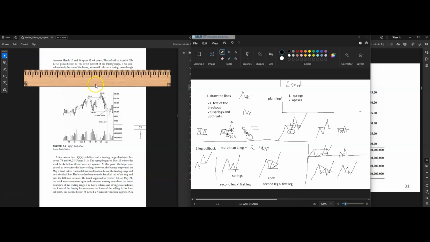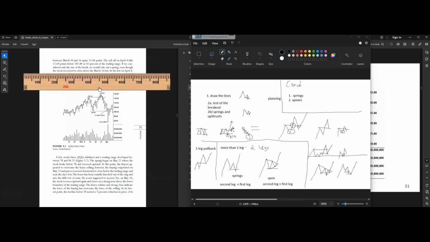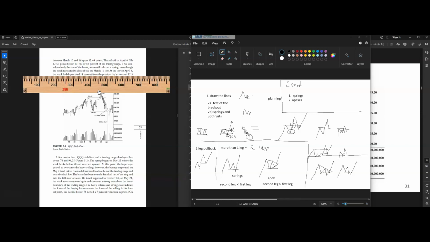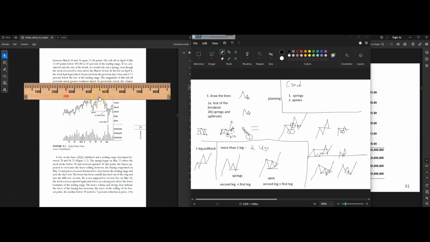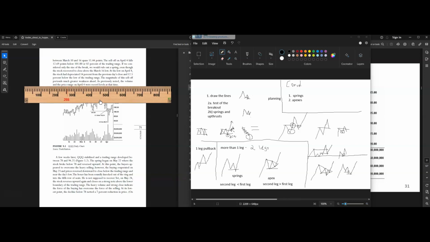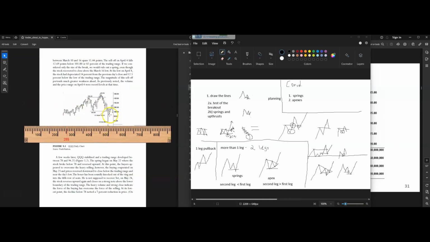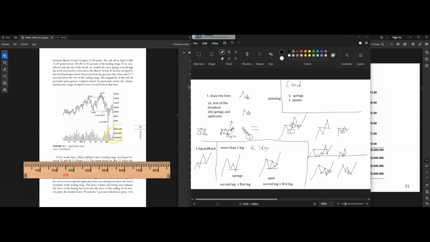If we consider only the size of the break, we would rule out a spring, even though the stock recovered and closed above the low, the support. At the low, the stock had depreciated 14%. The magnitude of sell-off, much greater weakness. Basically, it's not a spring. Why? Too big, too much volume, too messed up. Don't buy. Too much risk.